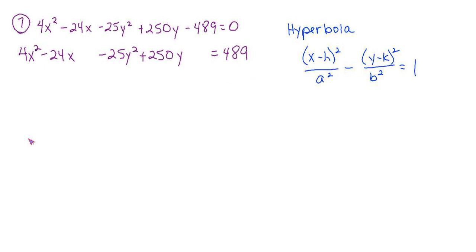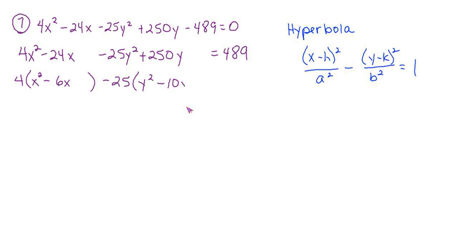Now I'm going to need to factor out that coefficient. So here it's a 4. When I factor out 4, I'm left with x squared minus 6x. I'm going to leave a space to complete the square. Here I'm going to factor out a negative 25. So be careful, it's a negative 25. So that's going to leave me with y squared minus 10y.